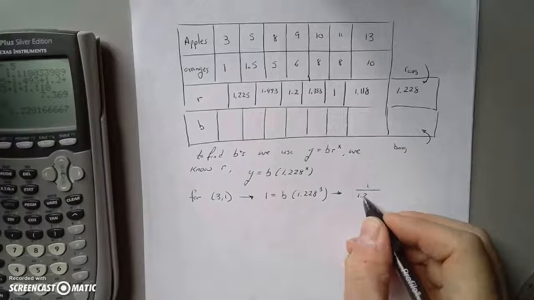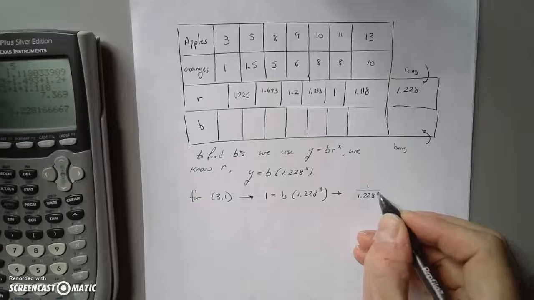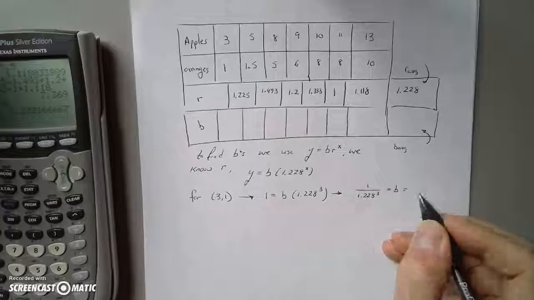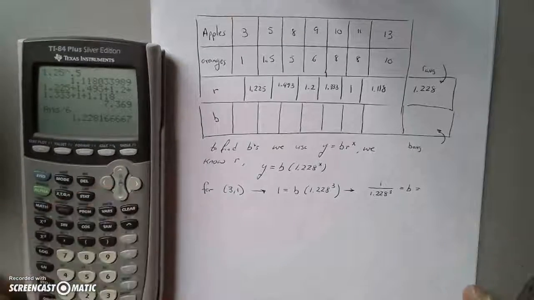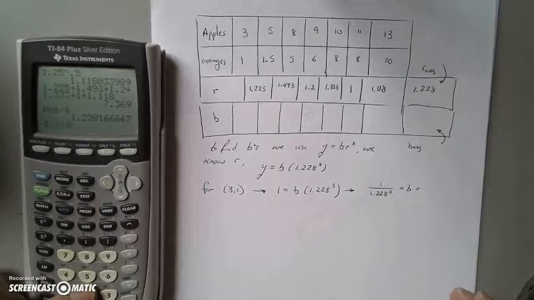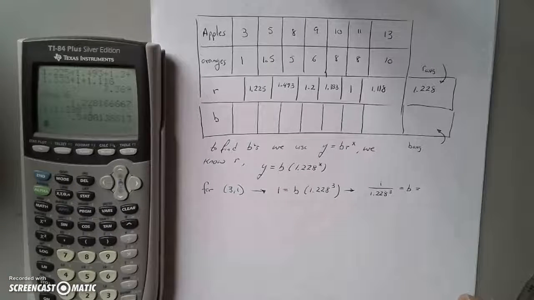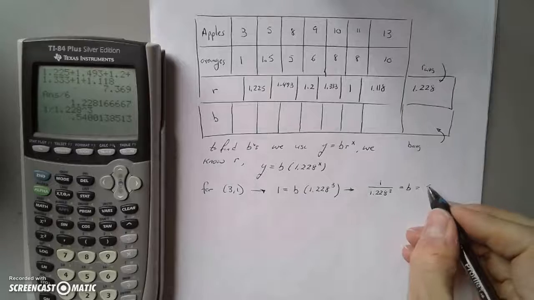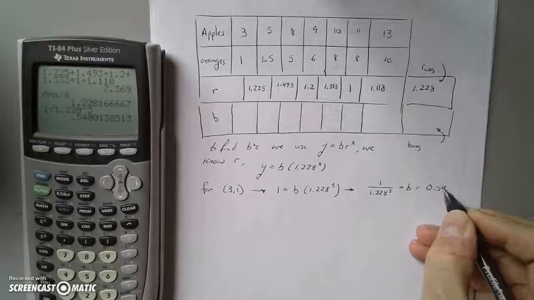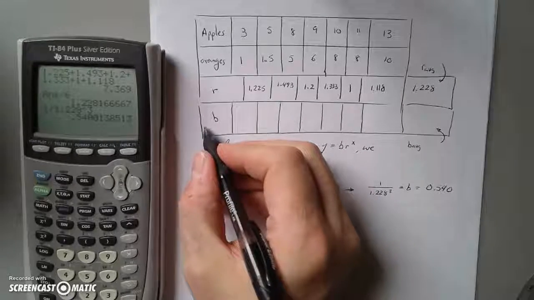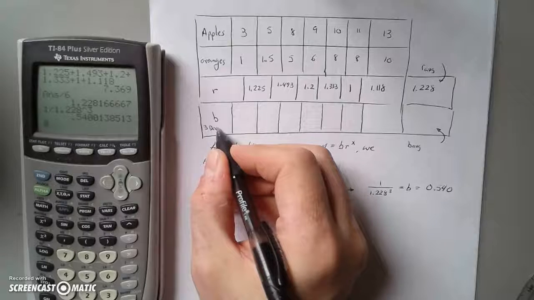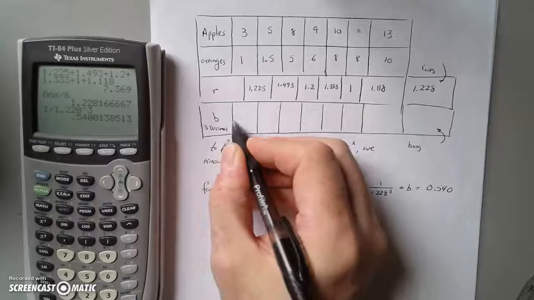And then we can solve this for b. 1 over 1.228 cubed equals b. So what's that? 1 divided by 1.228 cubed is 0.540. We'll do 3 decimal places here too.